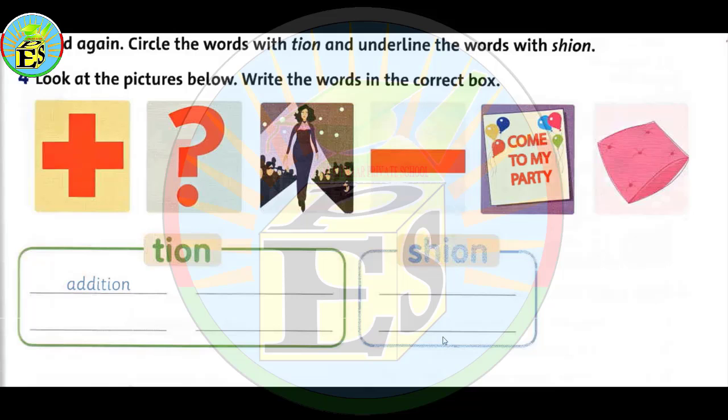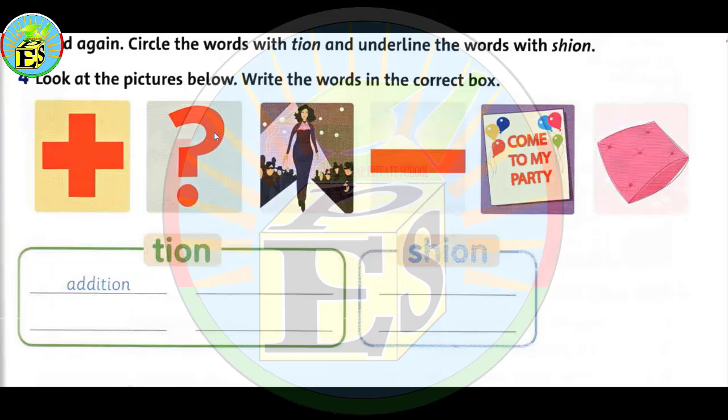The words that end with T-I-O-N must be written here, and the words that end with S-H-I-O-N must be written here. So this means that we have four words in this box and two words in this box. The first one is already done for you. This is addition, addition sign. Now, what is this? What do we call this sign? When we write a question, we put this mark at the end of the question. So this is a question mark. So the word is question.